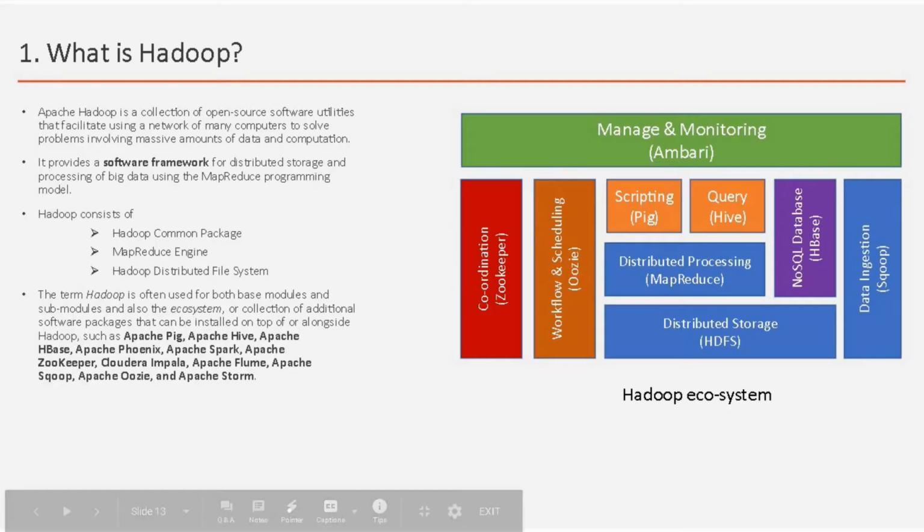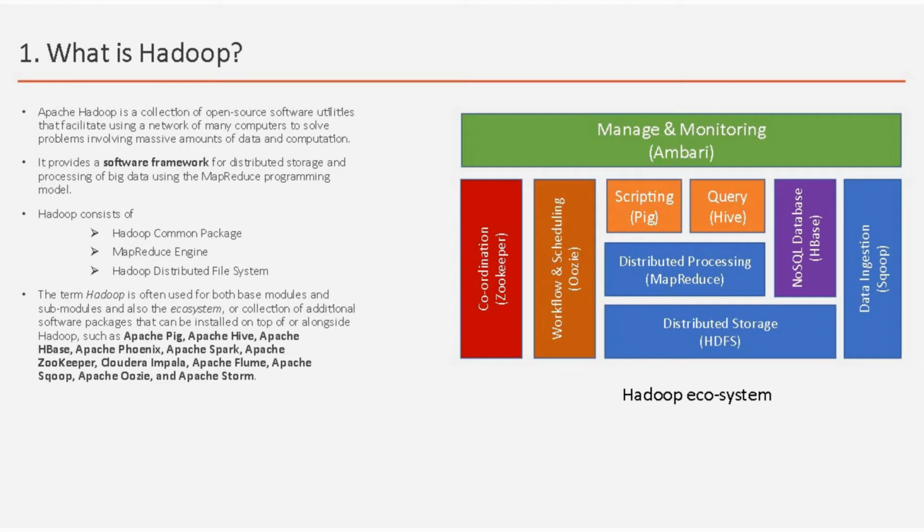So the first question is, what is Hadoop? You can think of Hadoop like a software framework or an ecosystem of software. Apache Hadoop is a collection of open source software utilities that facilitates using a network of many computers to solve problems involving massive amounts of data and computation. It provides a software framework for the distributed storage and processing of big data using the MapReduce programming model.